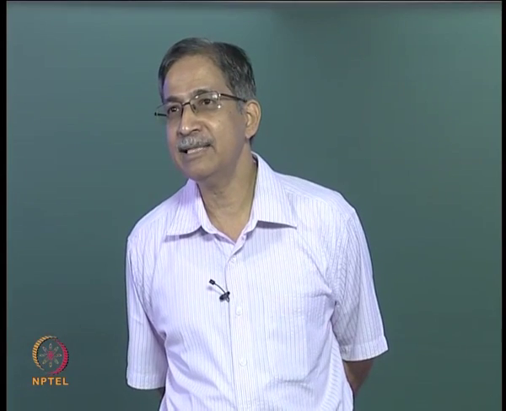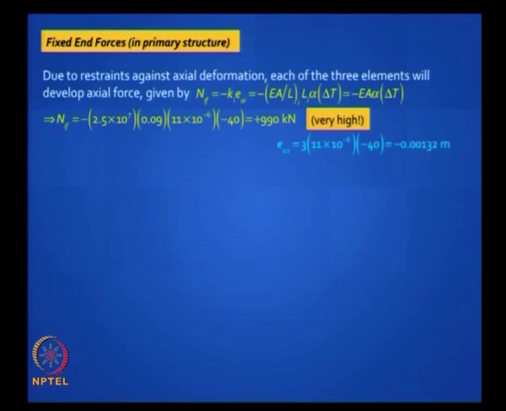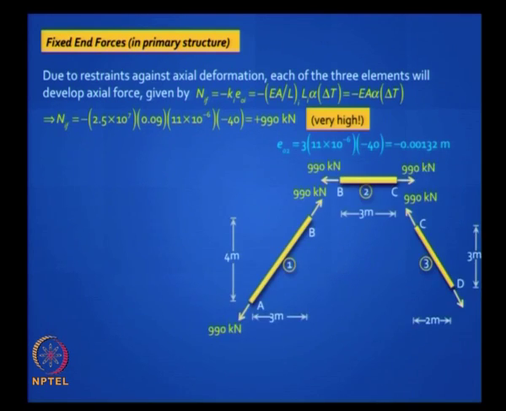If you allow it to cool fully, then the extension will be L alpha delta T. L is 3 meters here, alpha is 11 into 10 raised to minus 6, delta T is minus 40. So you just need 1.32 mm. That's a small movement. Maybe it will be allowed to do so. So let's see. You must get a physical understanding to really understand this problem in its entirety.